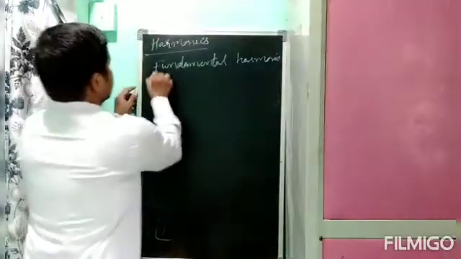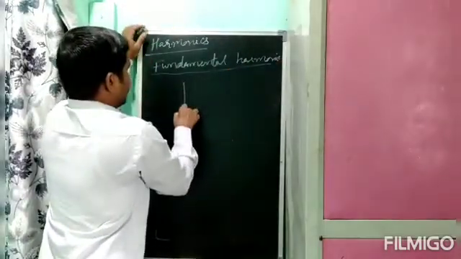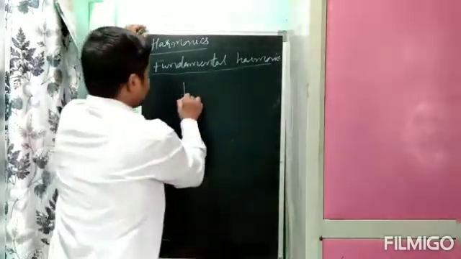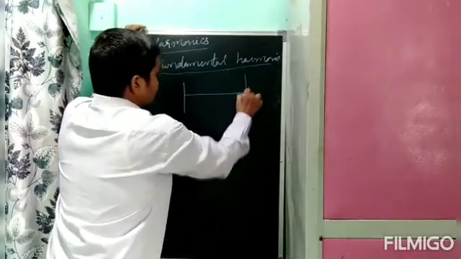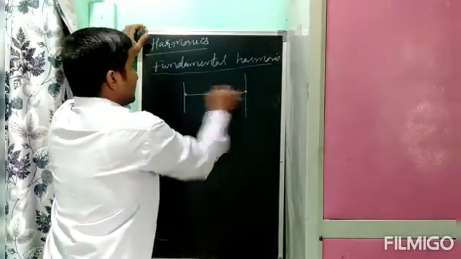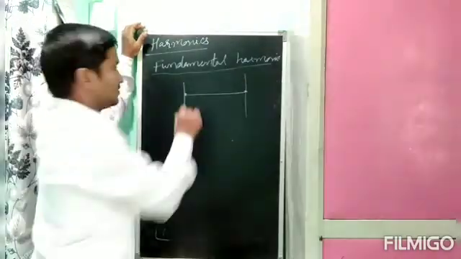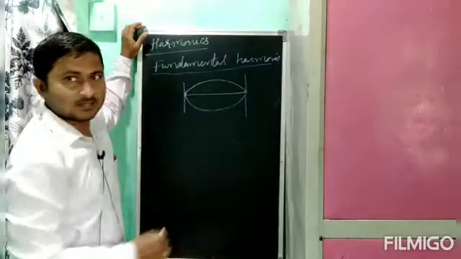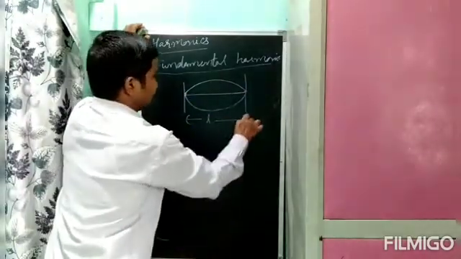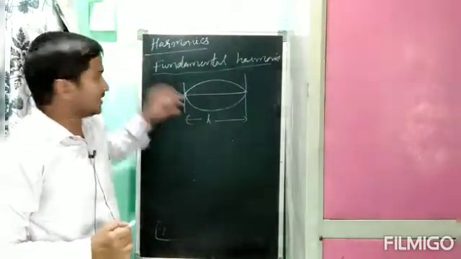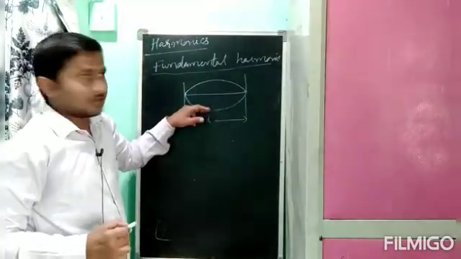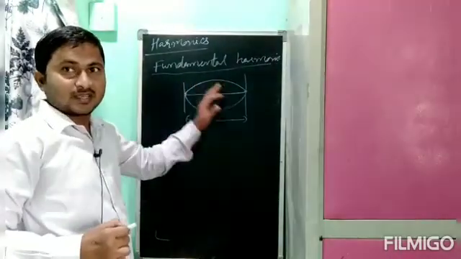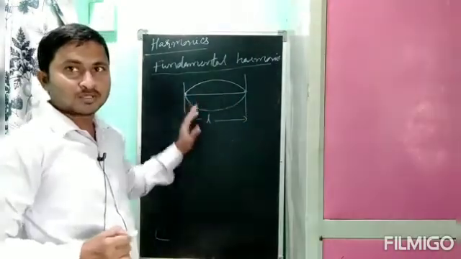Now the fundamental harmonic, the first harmonic, contains the minimum number of nodes and antinodes. We know that at a rigid support always a node is formed, and in between two nodes there is one antinode. So the fundamental harmonic is formed like this. Here L is the length of the string. Whenever the string is plucked, it forms a stationary wave like this, called the fundamental harmonic because it contains the minimum number of nodes and antinodes.